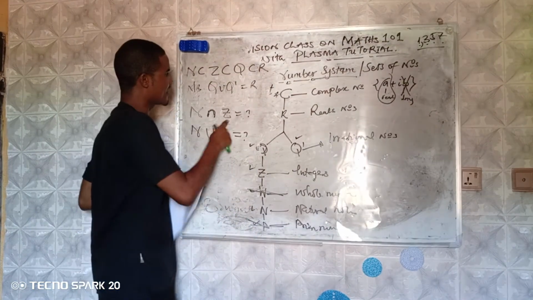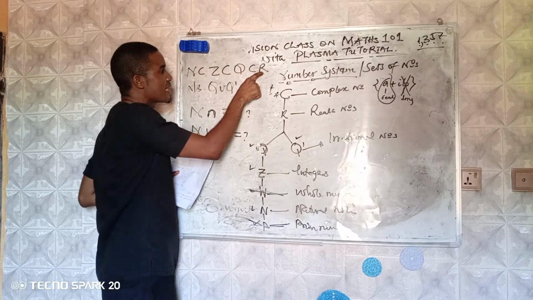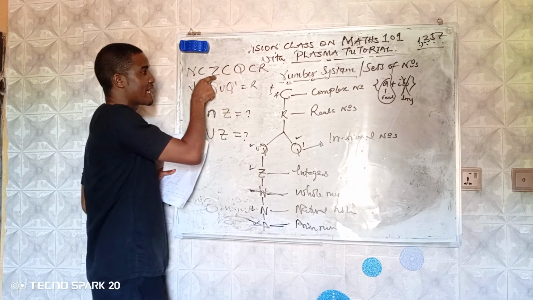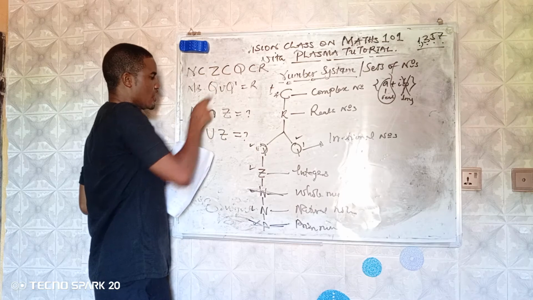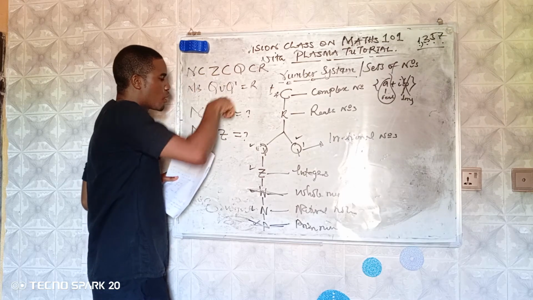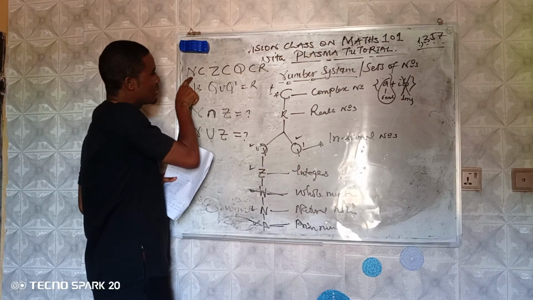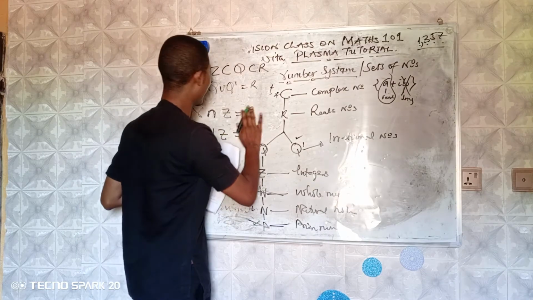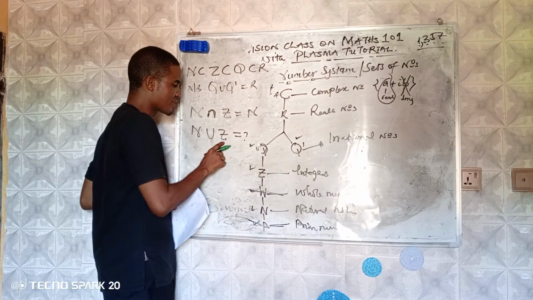So N intersect Z, I will now ask myself, if you draw this out, you see that R is bigger than Q, Q is bigger than Z, Z is bigger than N. That means N is smaller than Z. So if intersection, the smaller one will win. Out of N and Z, which one is the smallest? N is smaller than Z. So the final answer here will be what? N.